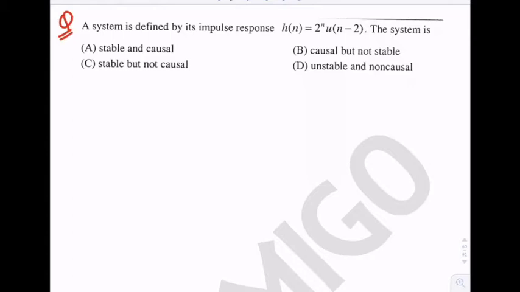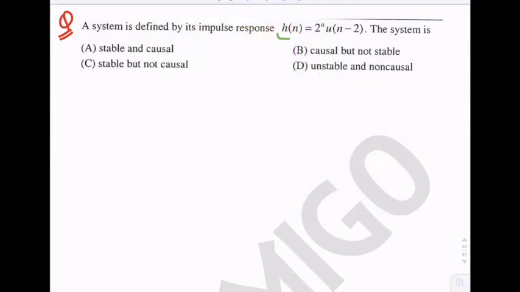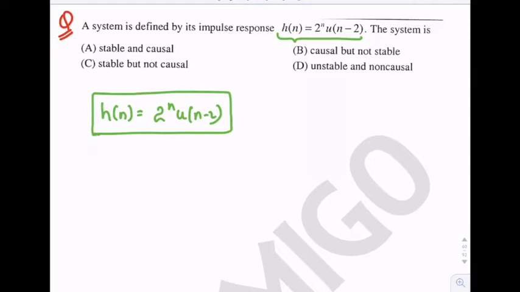Now let's solve this question. It's a very simple question. It is given that h[n] is equal to 2^n u[n-2], and it's an LTI system. Whenever we have to define the properties of a system using impulse response, then the system has to be an LTI system.